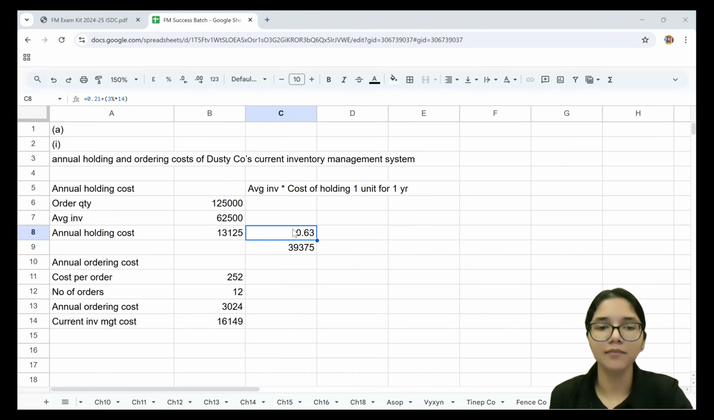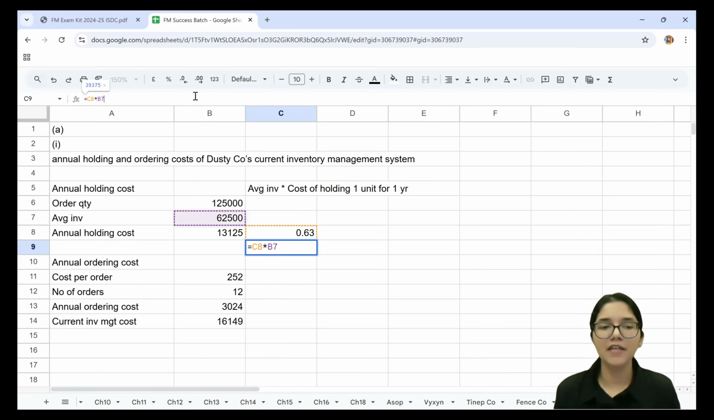Okay. Is this part clear now? All good, guys? Yes, then you multiply with the average number of units. That's what I've done over here.